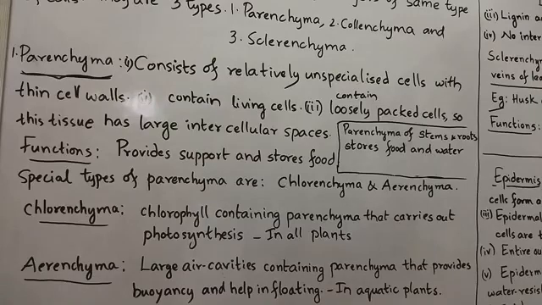Aerenchyma is the parenchyma in which large air cavities are present in between the cells. So, parenchyma containing large air cavities is known as aerenchyma. It provides buoyancy. Buoyancy means the ability to float. So, it helps in floating. Aquatic plants need aerenchyma. So, aerenchyma is present mostly in aquatic plants.